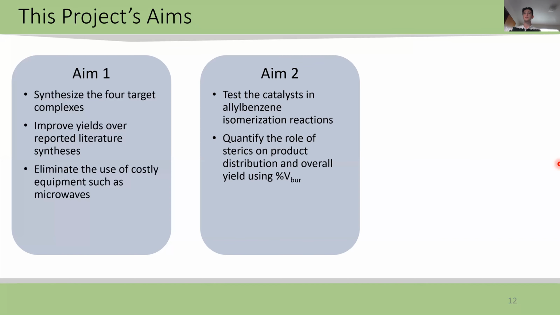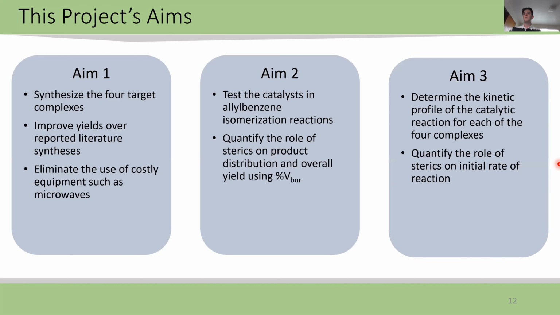Additionally, we wanted to test these catalysts once they're made in allylbenzene isomerization reactions, particularly focused on quantifying the role of sterics on product distribution and overall yield. So that's what percent of the alkene are we going to get out, and then what is the E to Z ratio if we just react over about 16 hours. Once we have this data, we're looking to determine the role of sterics on the initial rate of reaction. So does having a larger ligand sphere decrease or increase the speed at which isomerization takes place?